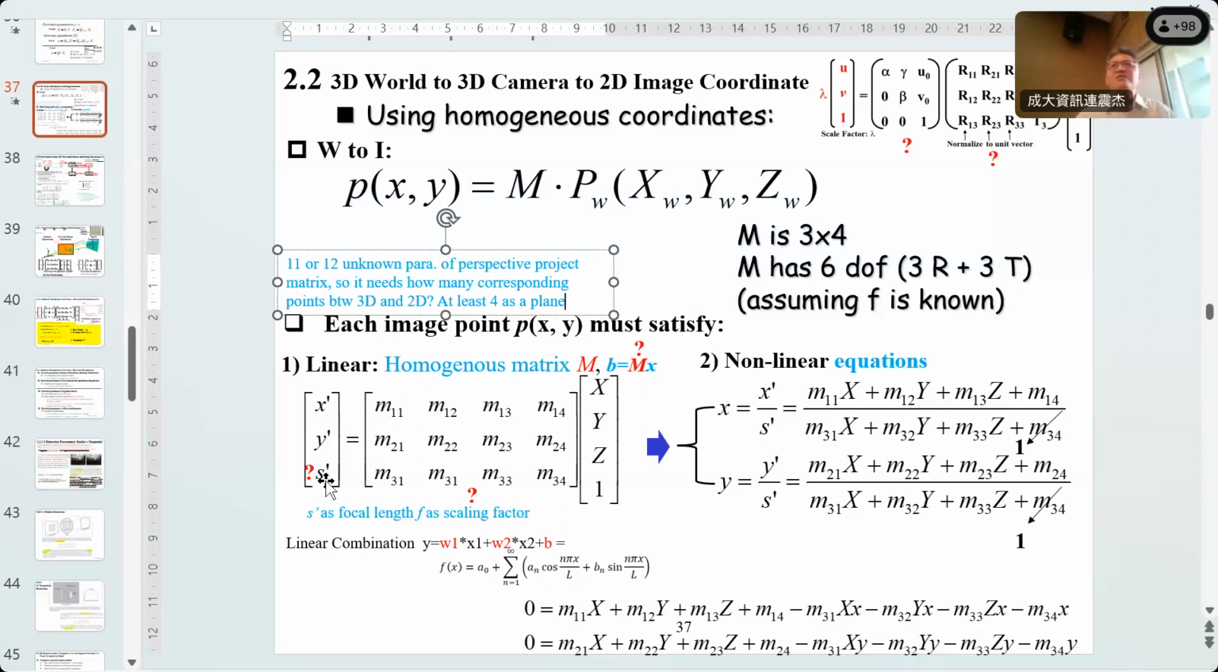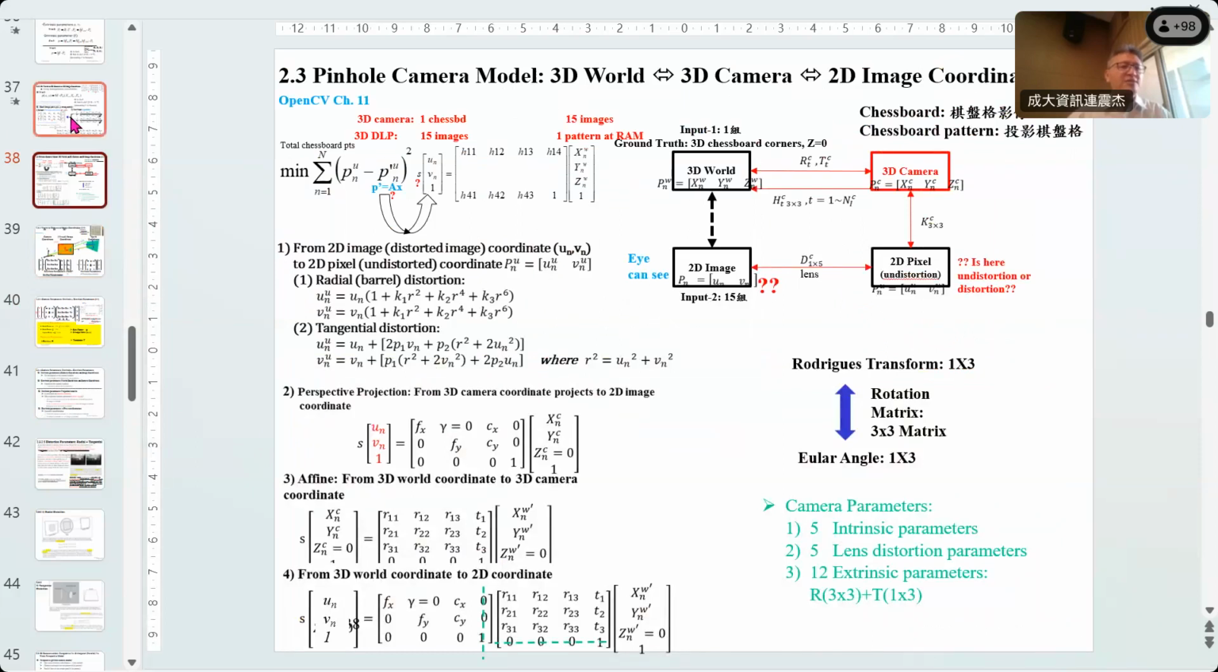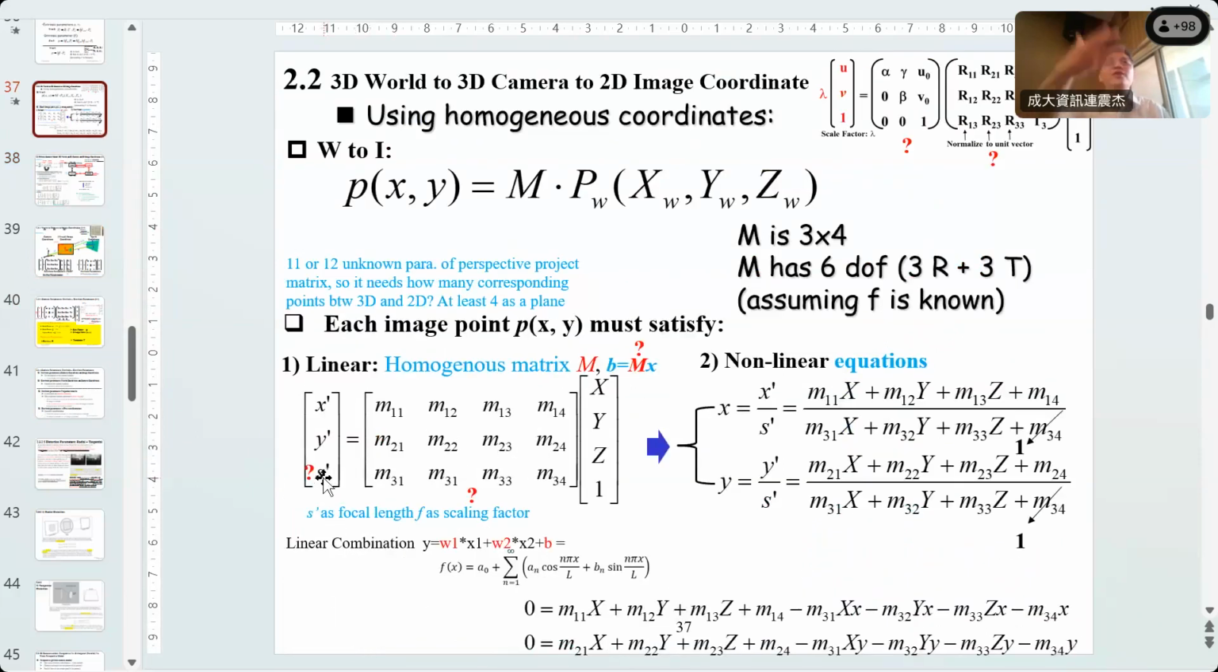S to 1. So what is the factor S? S is the focal length. When you solve it, you find that S is related to F. S is a scaling term, so this scaling term is the focal length. If you can get the focal length, you just put it here and you get the 3D.